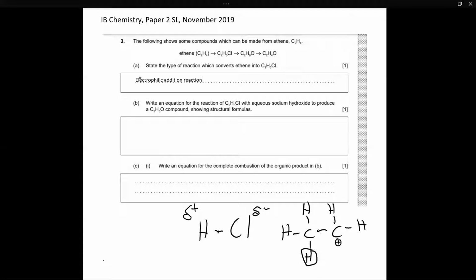So when there's a slight positive charge over here, this is called a carbocation. You don't need to know this. I'm explaining this just so that you can understand. This is actually an HL concept, but so you understand what I'm talking about, I will be explaining it.